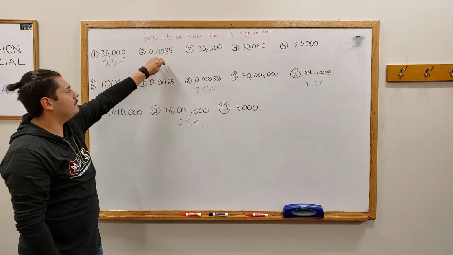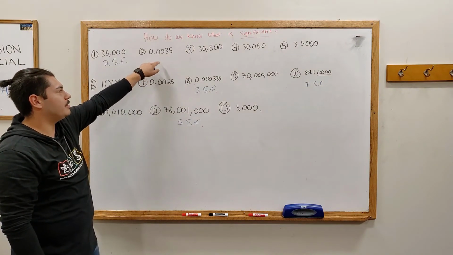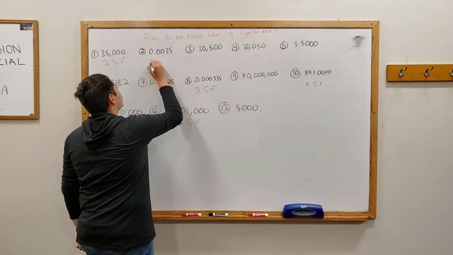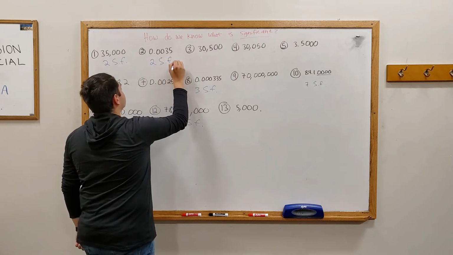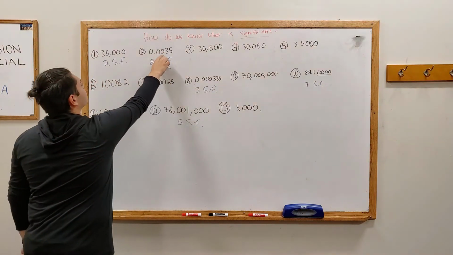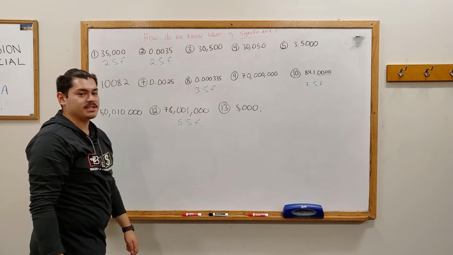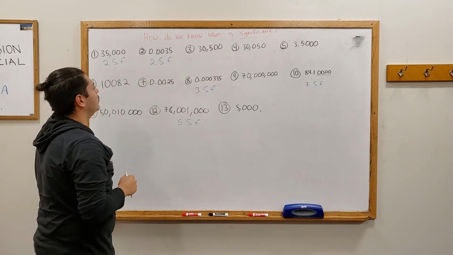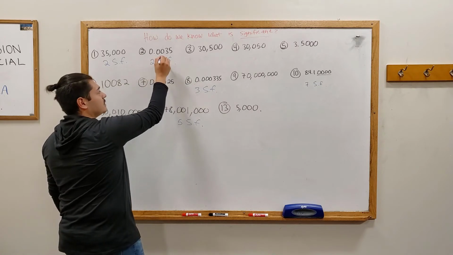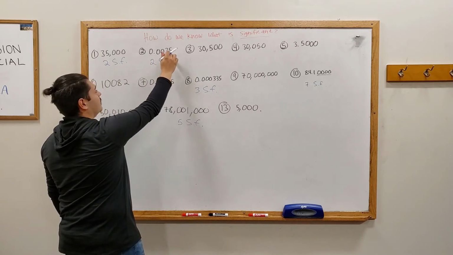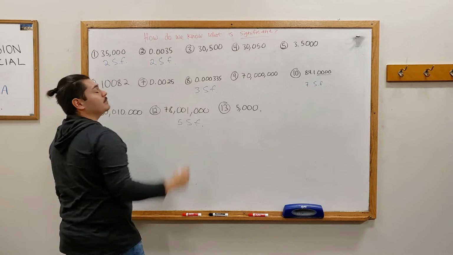Now looking at this one here, 0.0035. It will be correct to 2 significant figures because although there is a decimal place, these are leading zeros, and leading zeros are never significant, whether there's a decimal point or not. If it's following the decimal point, it is not significant if it comes before these whole numbers.